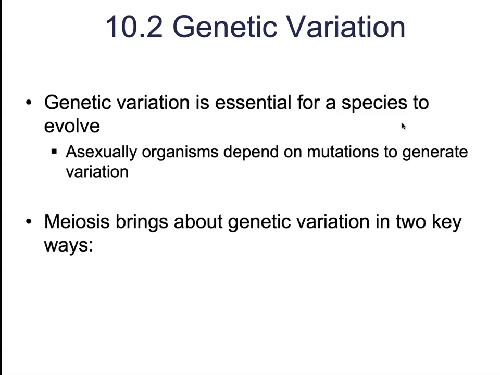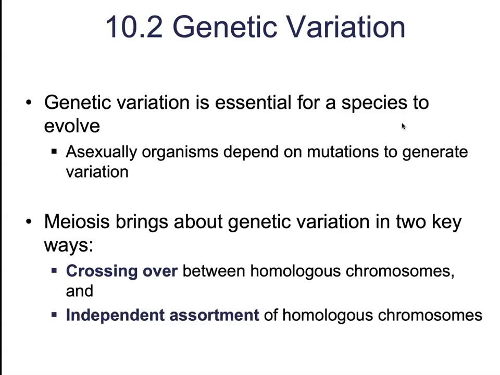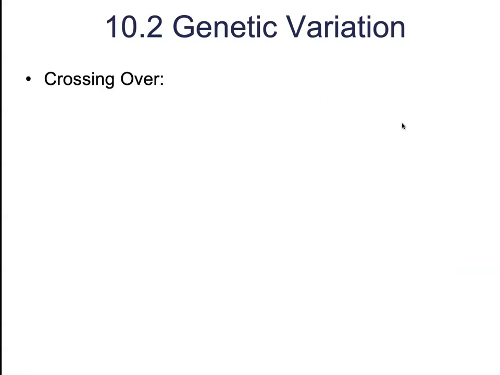Meiosis in sexually reproducing organisms can greatly speed up the process of introducing genetic variation. And it does this in one of two ways. One would be crossing over events between homologous chromosomes, and two would be independent assortment. We're going to dive into both of these.